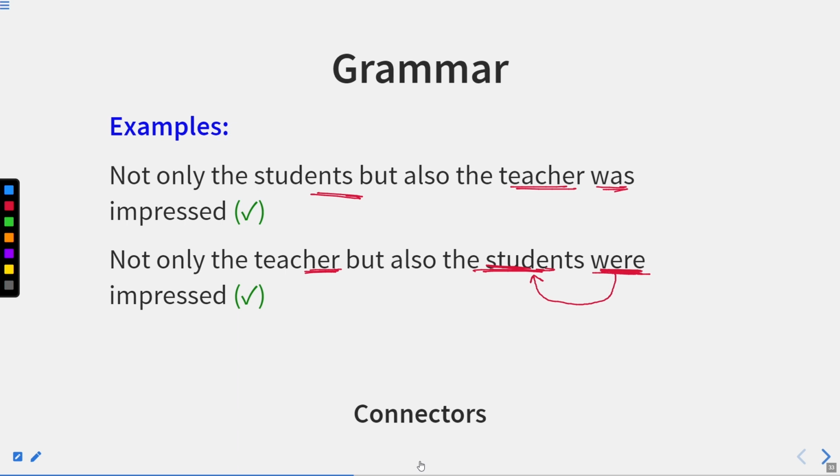For example, if I say he not only dances but also sings very well. Now dances and sings depend on he. He is the only subject over there, which is singular. Therefore, we are using dances and sings. So this is how we can place subject and verb agreement in this structure.